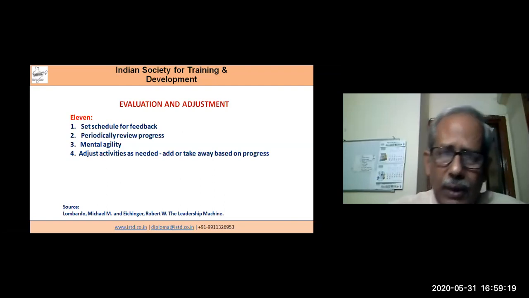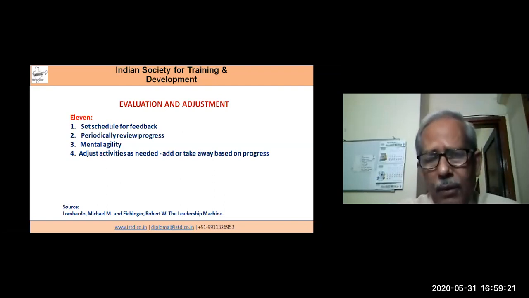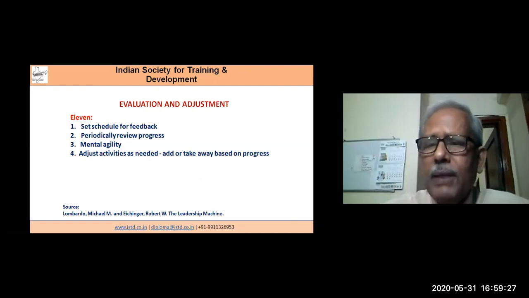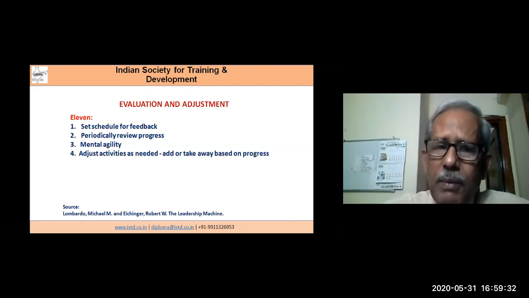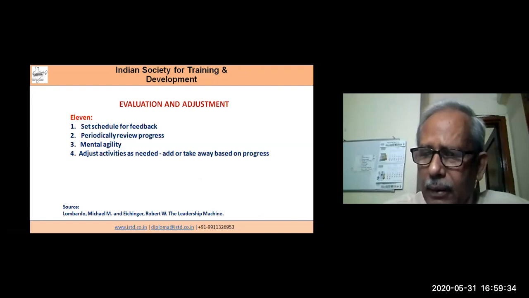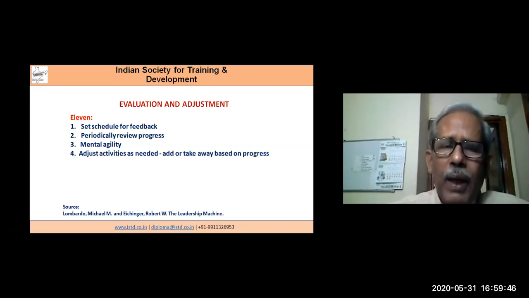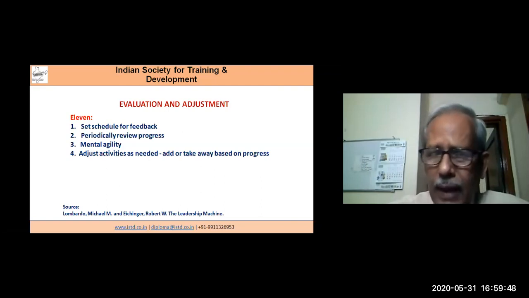Last but not the least, the evaluation and adjustment. They should make the evaluation. And why adjustment? After evaluation, wherever there is a need for making any adjustment, that has to be made. So there must be a schedule for feedback. The feedback is very important: how this is going to happen, how the people are developed, in what way the feedback is being received, how this is really going to contribute. Periodical review of progress has to be done.